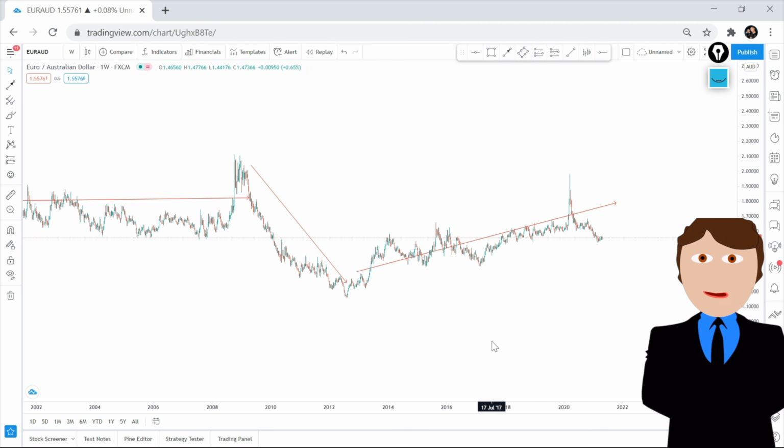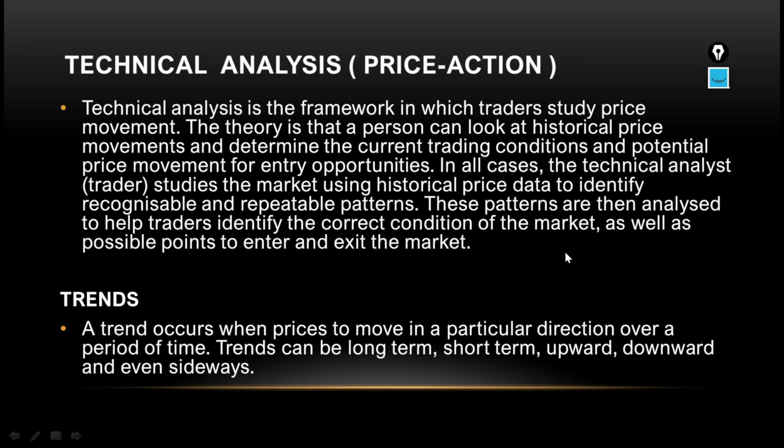All right, let's go back to the lesson. We're back again, guys. Let's continue with the lesson. In all cases, the technical analyst, which is the trader, studies the market using historical price movement to identify recognizable and repeatable patterns. These patterns are then analyzed to help traders identify the correct conditions of the market, as well as the possible points to enter and exit the market.